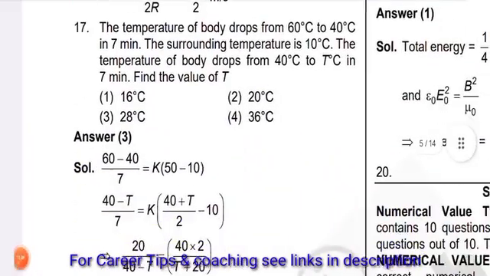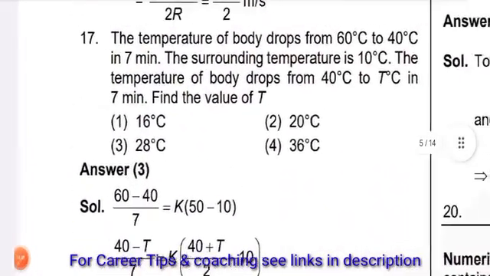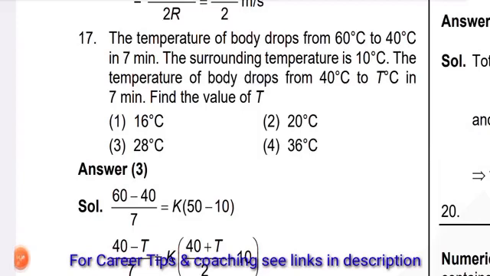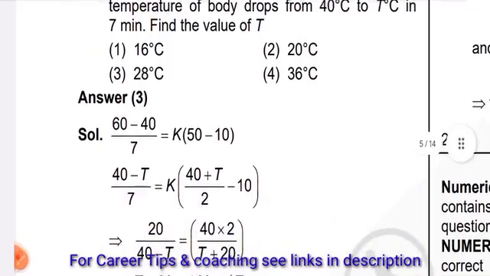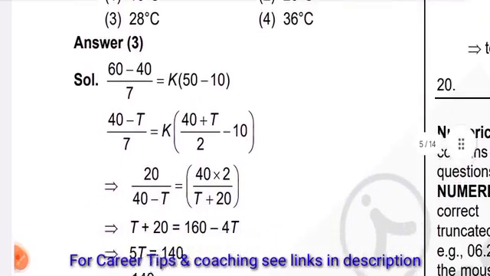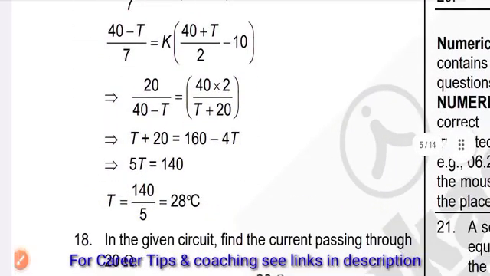The temperature of the body drops from 60 to 40 degrees in 7 minutes. The surrounding temperature is 10 degrees centigrade. The temperature of the body drops from 40 degrees to T in 7 minutes. Find the value of T. So it's basically 60 minus 40 upon 7 is k into 50 minus 10, where if you do the simplification you get 28 degrees centigrade.